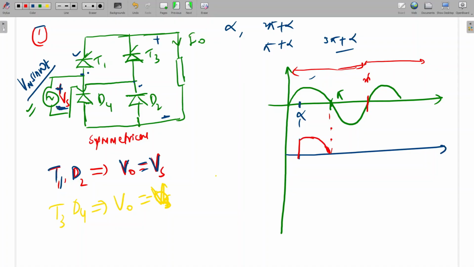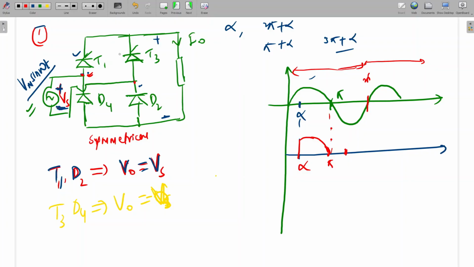Okay. Now at pi, what is happening? At pi, our voltage is becoming negative. Voltage becoming negative means here it is becoming negative. So here negative means D4 will become forward bias and D2 will become reverse bias. Since we are not firing T3 before alpha, T3 we are firing here at pi plus alpha.